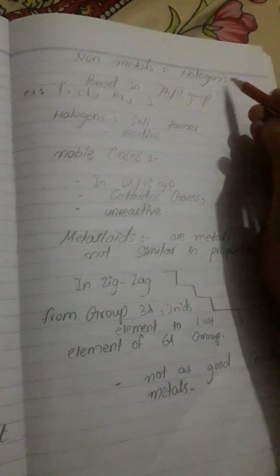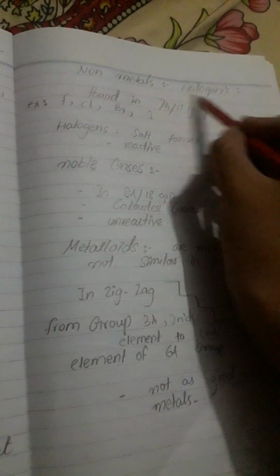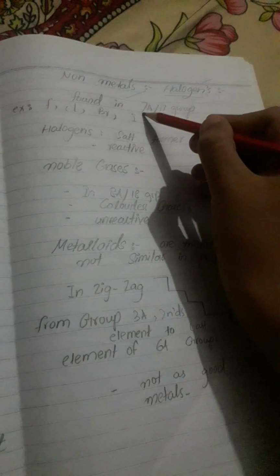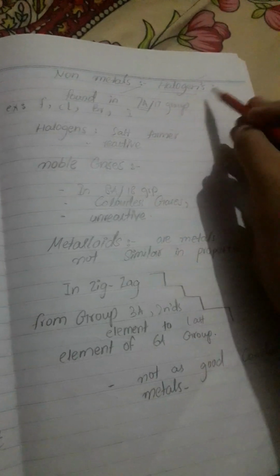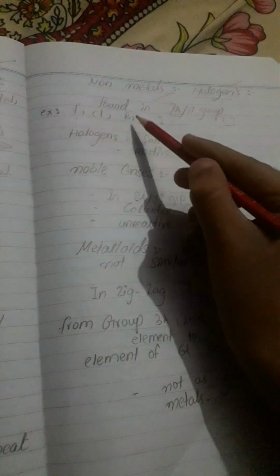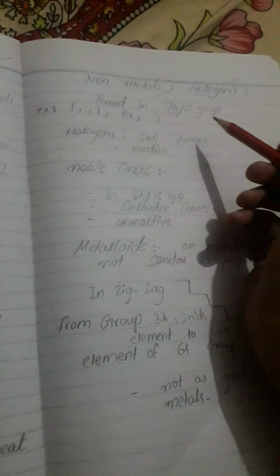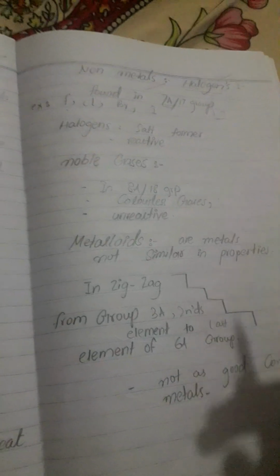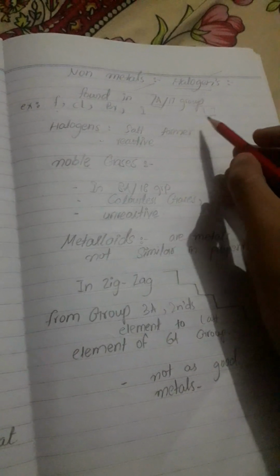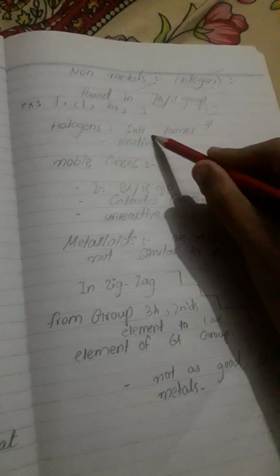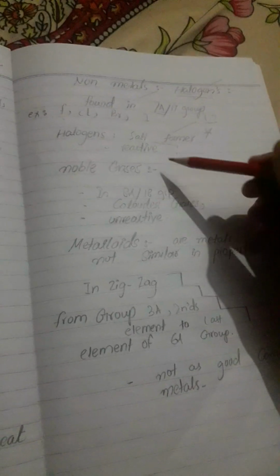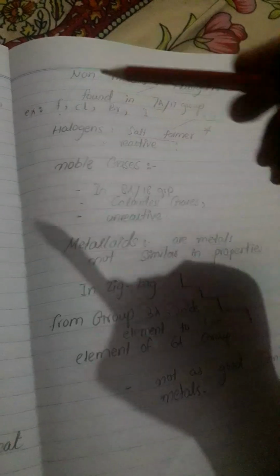Alright, now looking upon non-metals that are considered as halogens, right? Halogens are mostly found in the 7th A group, or you can say the 17th group simply, right? They are fluorine, chlorine, bromine, iodine and etc. Many varieties of halogens are available in our periodic table, right? Halogens are salt formers. In simple language you can say that they are salt formers. They are reactive as well, right? So that's how you classify halogens.